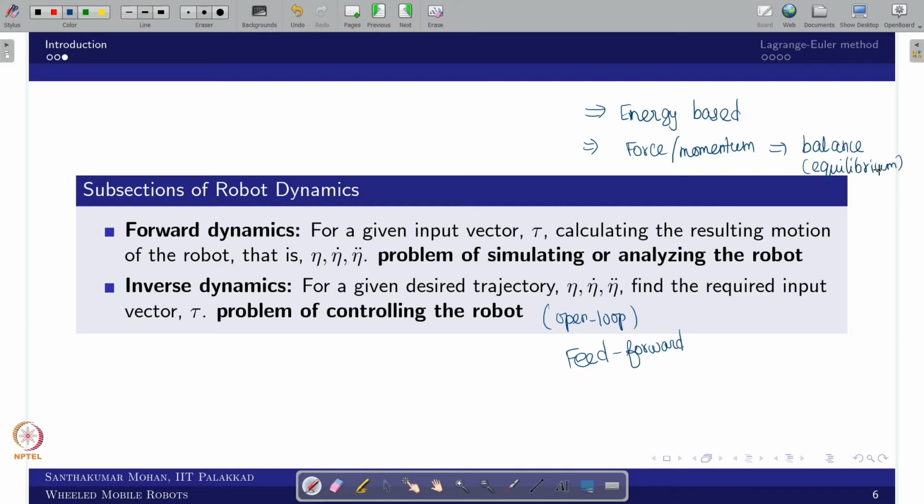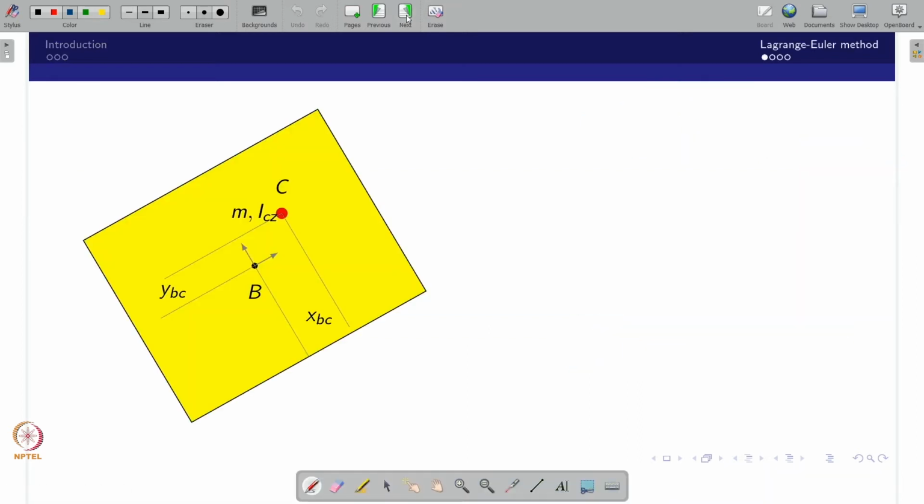In this particular lecture 11 part 1, we are trying to see the energy based approach. So you know the energy equation. Lagrange modified the energy equation given by Euler further. That is why it is called the Euler-Lagrange equation or Lagrange-Euler method. So that is what we are trying to use.